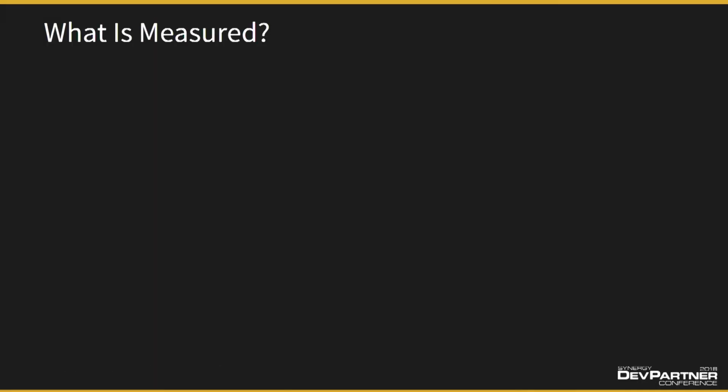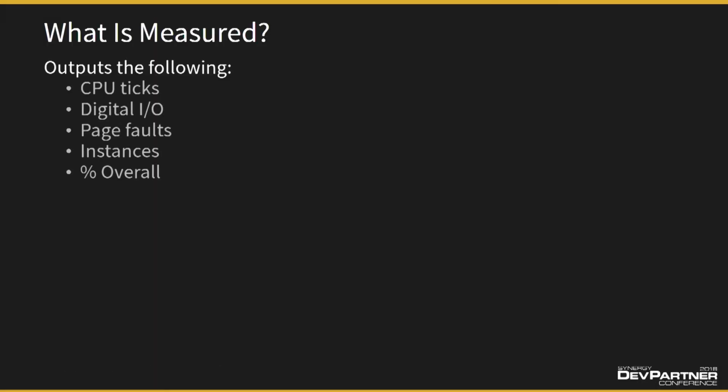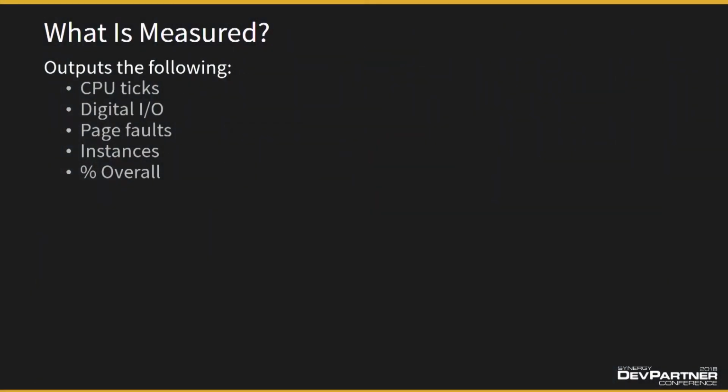So what is measured when we're talking about this? Well, it outputs your CPU ticks. It's very important to note that this isn't real time. This is measuring ticks. If you do have a high performance machine, you can use PROFILER_PROCESSOR_TIME to make adjustments to make it a little more sane on your measurements. Then it gives you your digital I/O, your page faults, your instances, which is how many times you've gone into that instance, like called that line or called that subroutine, and then you get your percent overall.